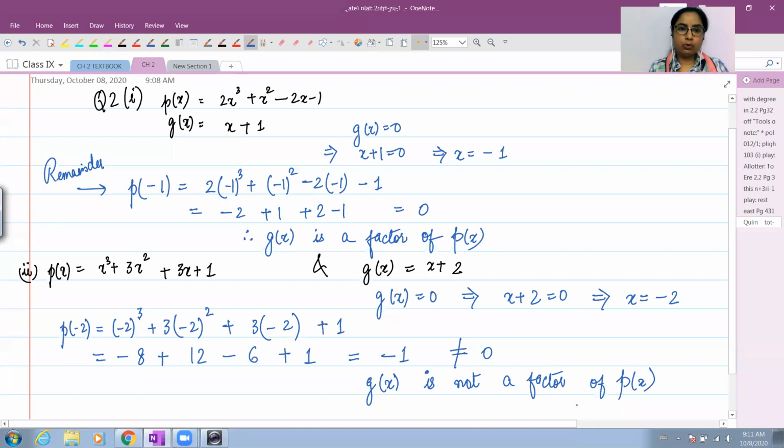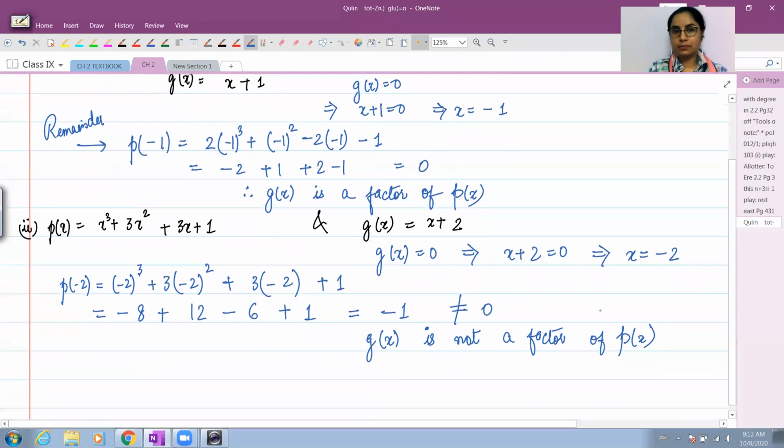I hope by now you have understood how we are using the remainder theorem. And it can also be used to check whether or not a linear polynomial is a factor of another polynomial whose degree is either 1 or greater than 1. Anyone with any questions? So I'll be leaving the last part for you to be done on your own.